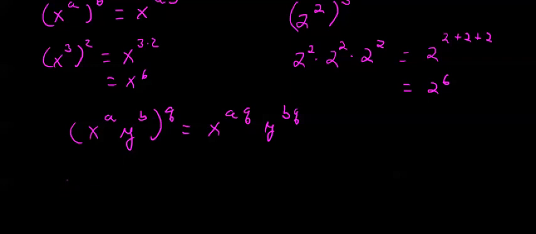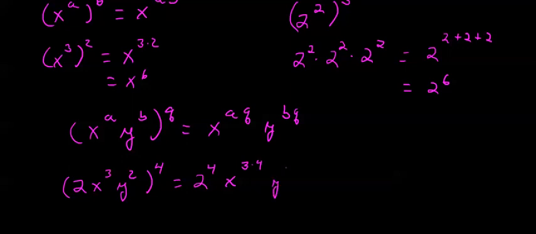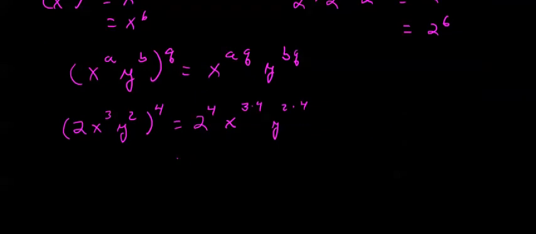So a good example would be 2x cubed y squared raised to the 4th power. That's equal to 2 to the 4th, x to the 3 times 4, and y to the 2 times 4. Obviously you would never write this down. I'm just showing you where the numbers are coming from. 2 to the 4th power is 2 times 2 is 4, times 2 is 8, times 2 is 16. 3 times 4 is 12, 2 times 4 is 8. 16 x to the 12th, y to the 8th. That's my final answer.